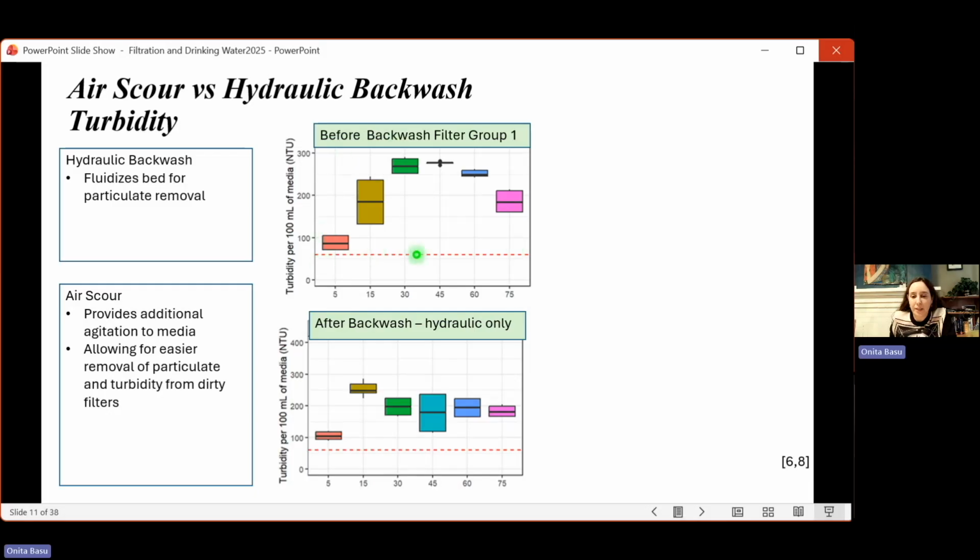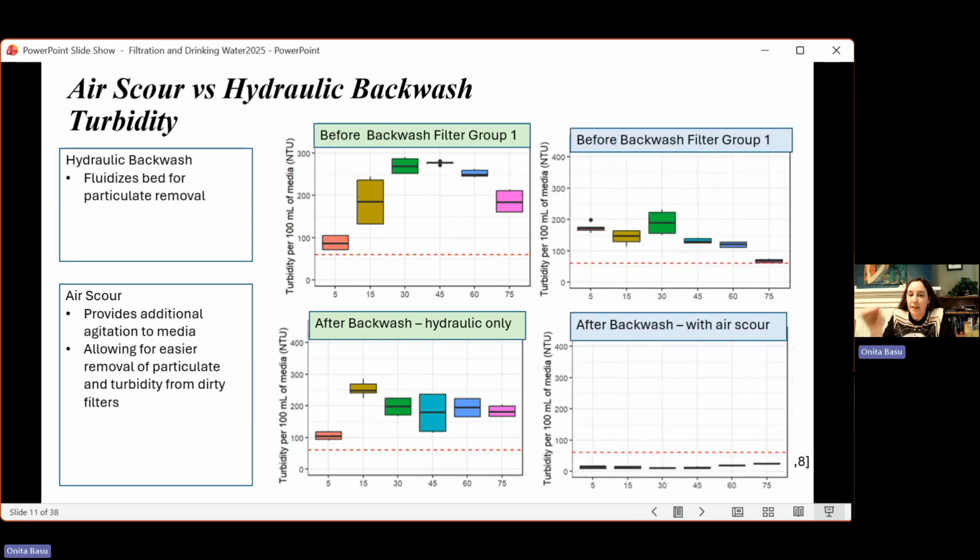And this little red dotted line is the goal that we want to get to in terms of how clean the media is after we backwash it. So in this particular filter bed with a hydraulic only backwash, we were having a hard time, as you can see, getting to the media cleanliness that we needed to get to. Now, at the same plant, they had another set of filters that were newer and had air scour added to it.